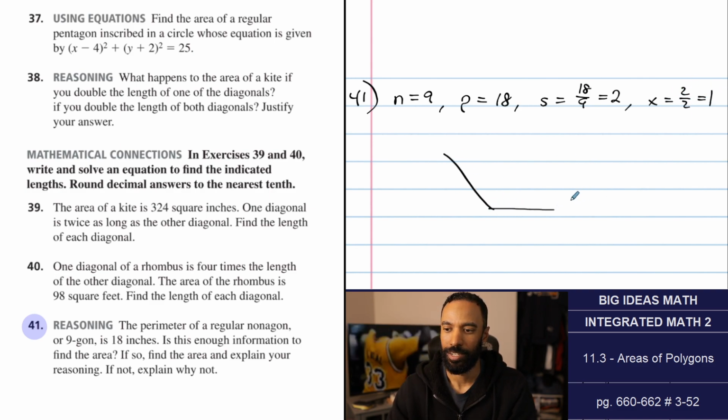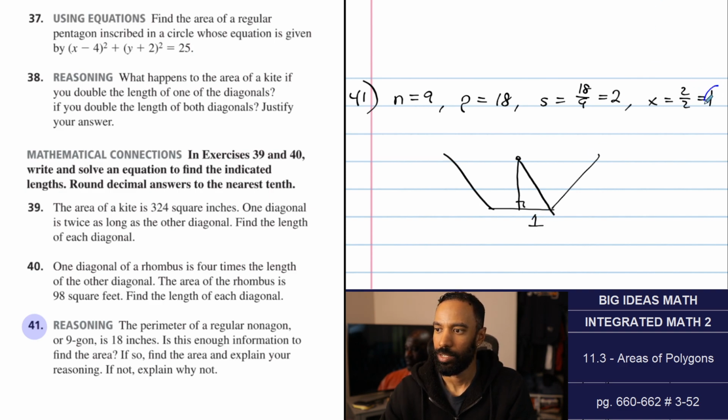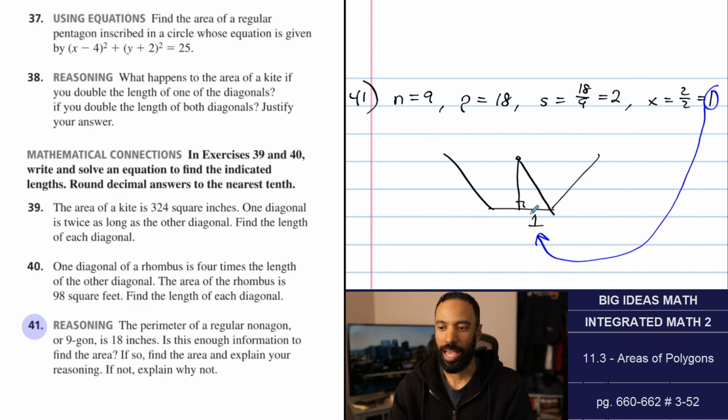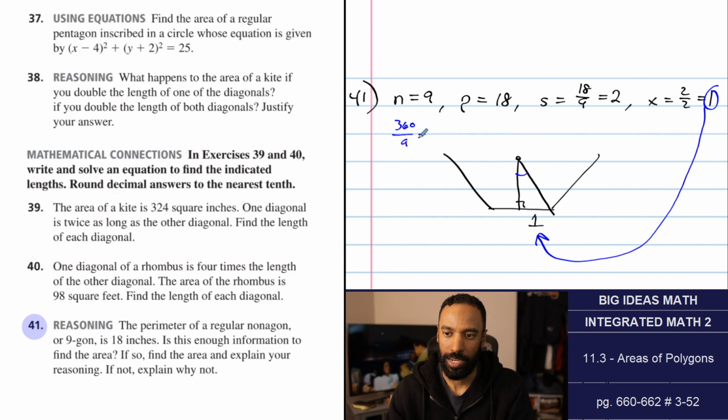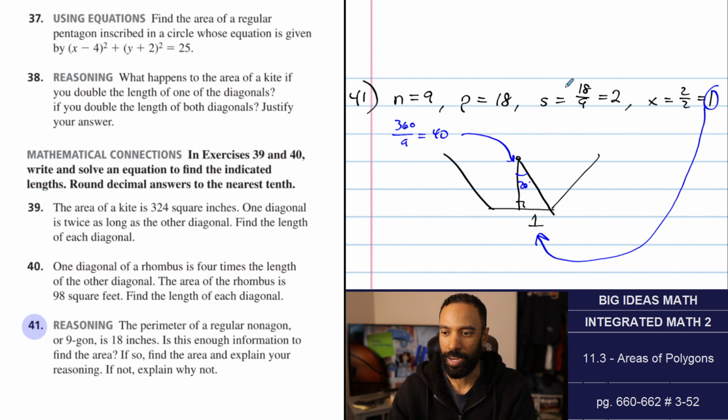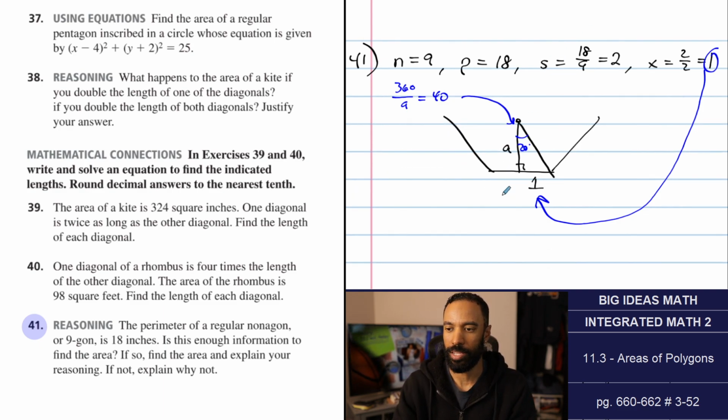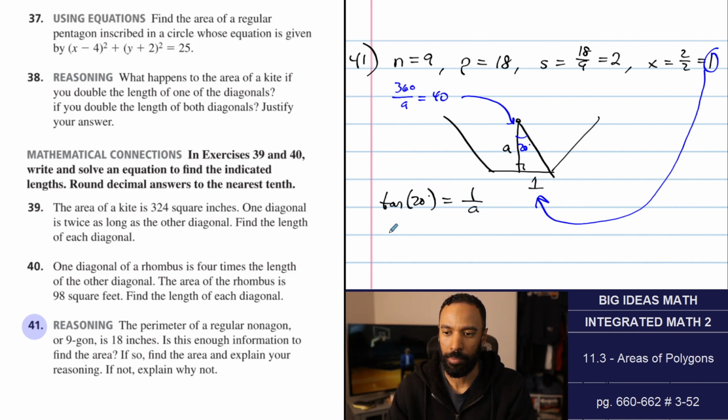What is x? In my nonagon, x is this, 1. Why does that help me find everything? I need to find the apothem. And to find the apothem, I need to have a central angle, and it's a nonagon. So 360 over 9 is 40, and 40 over 2 means this is 20 degrees. So I need to find the apothem here by using trig. Tangent of 20 degrees is 1 over the apothem, so the apothem is 1 over tangent of 20.